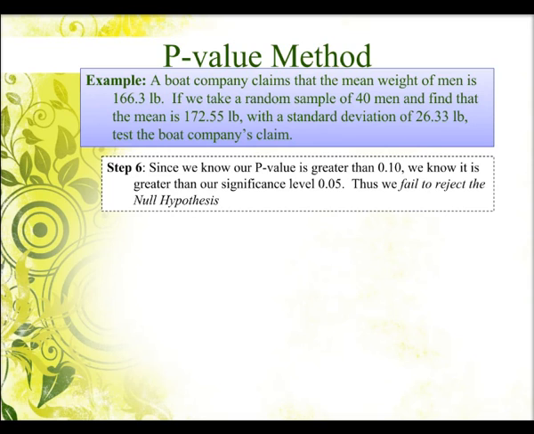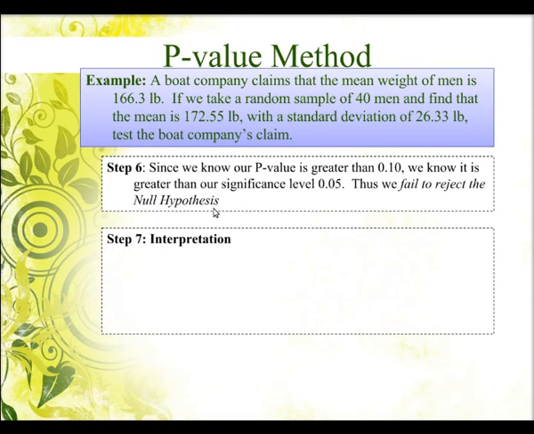So because we know our p-value is between 0.1 and 0.2, we know it's greater than 0.1. And if it's greater than 0.1, it is certainly greater than 0.05, and since the p-value is greater than our significance level, 0.05, we fail to reject the null hypothesis.